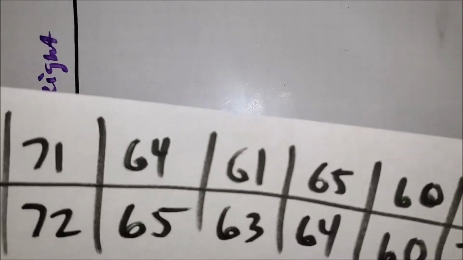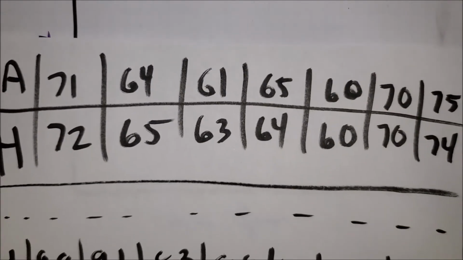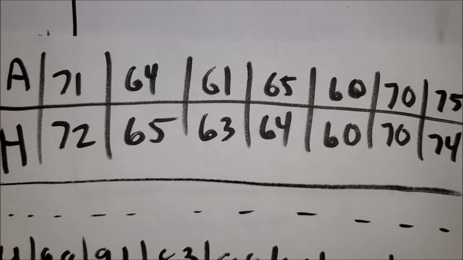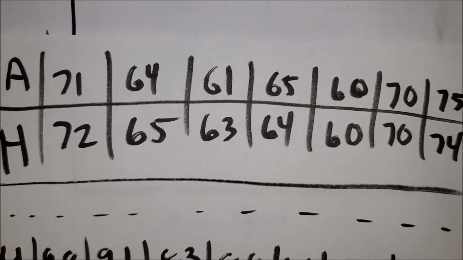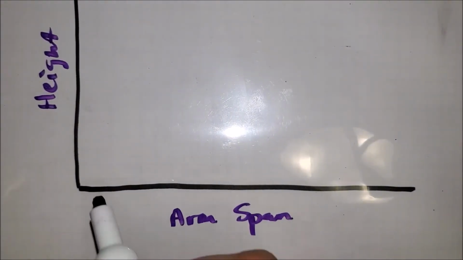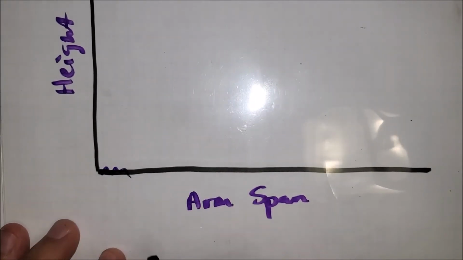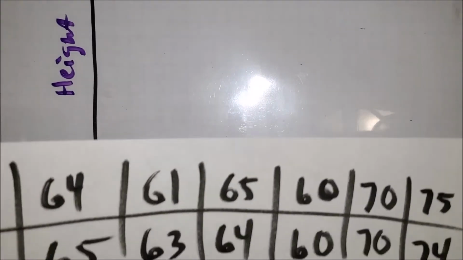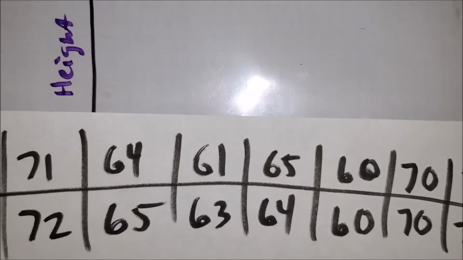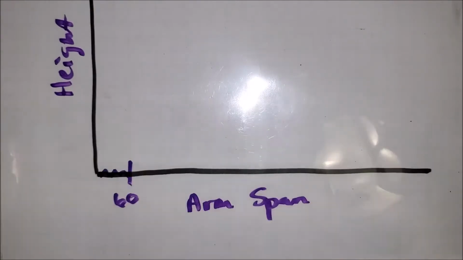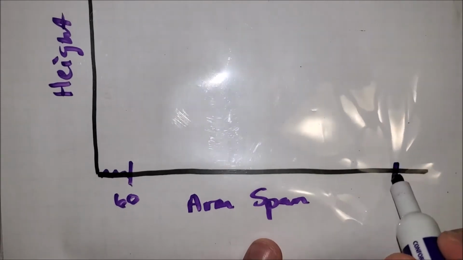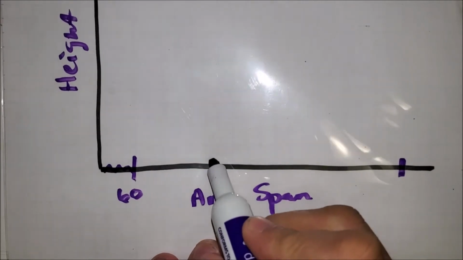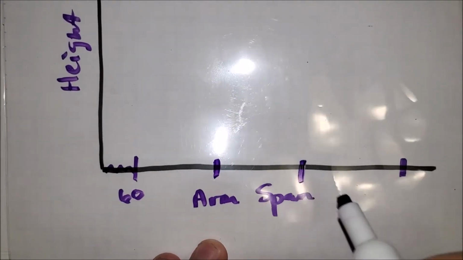If you look at this, the arm span's lowest value is 60. So since the lowest value is 60, we're going to start our scale at 60. We would normally draw a little squiggly here, and then we're going to call this 60. And our highest value, if you look, is 75. So we're going to put that 75 down, right here. So we have 65, 70, 75.